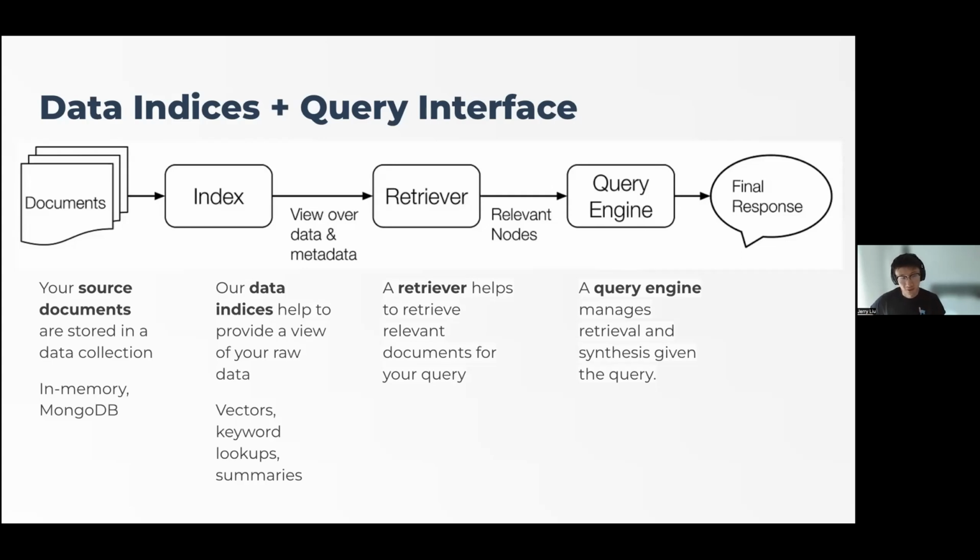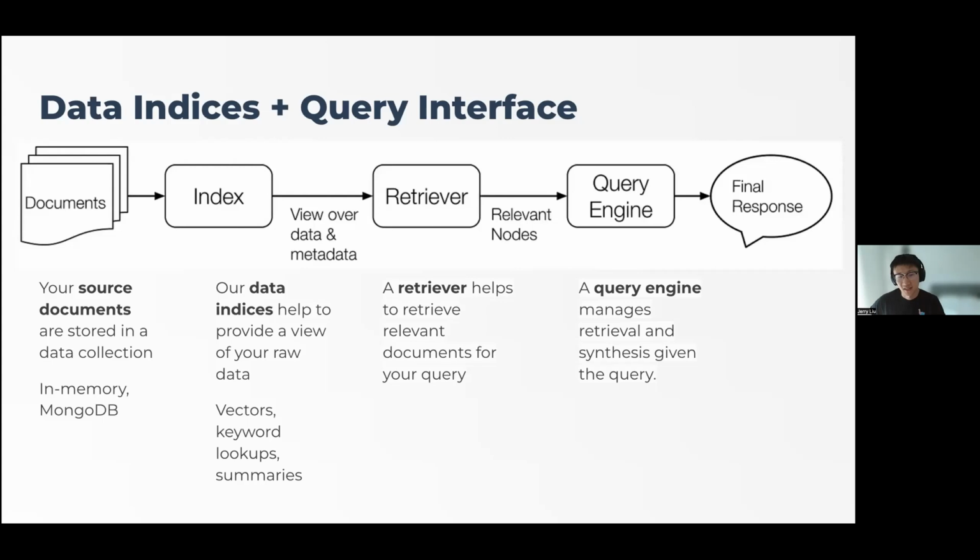Once your documents are loaded in memory, then you have data indices. As I mentioned, data indices help to provide a view of your raw data. And these indexes could include embeddings, vectors, which we'll talk about in this workshop. They could include keyword lookups. They could also include text summaries.